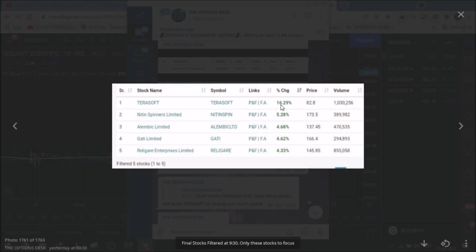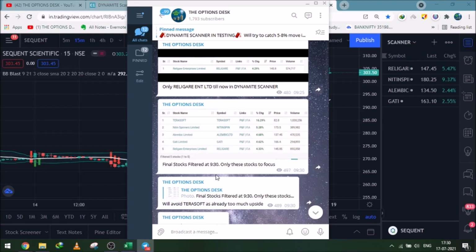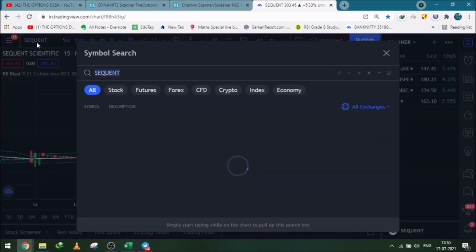We are not going to trade this trade because I will show you these trades might be just a pump and dump, and if you entered here, you are going to definitely lose your money. So let's see Nitin Spinners, Gati, Alembic, and Religare. First, we'll go with Religare. Let's see how Religare works.